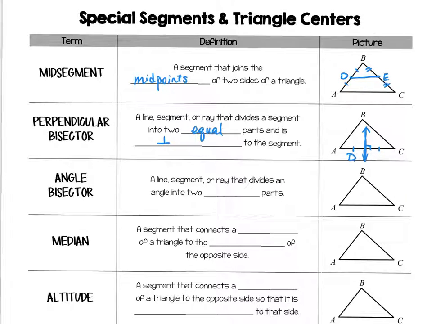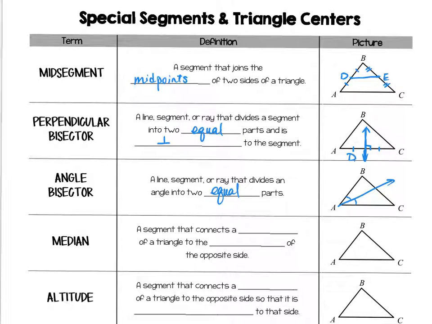Angle bisector, I'm not going to go into details. By now you all know that it's just a line that divides an angle into two equal parts. So you can have a line or ray that divides angle A, and that gives you two equal parts.